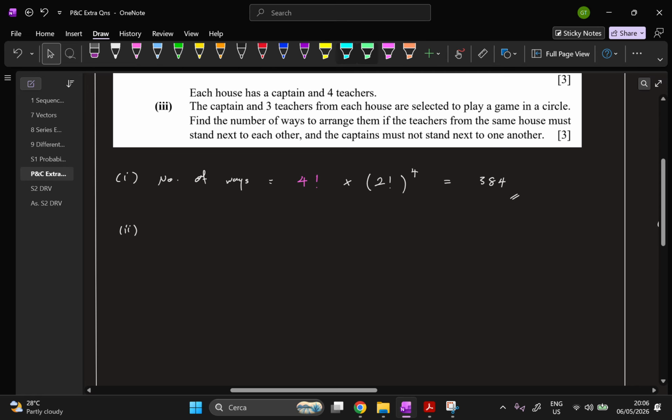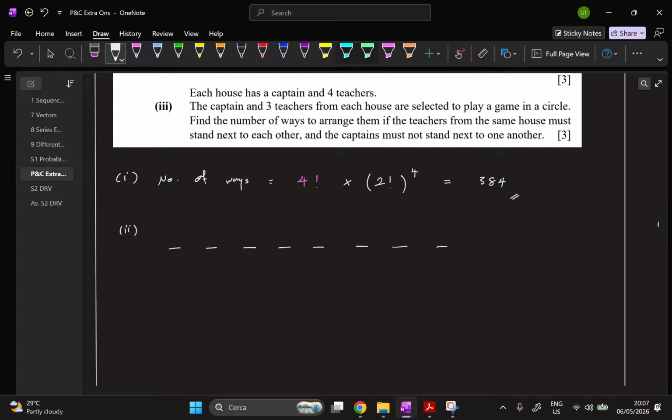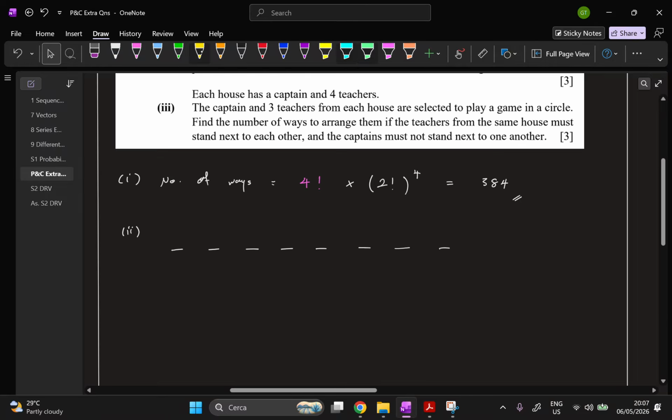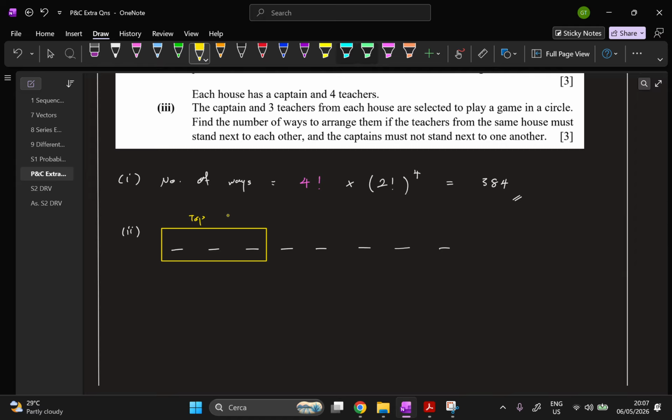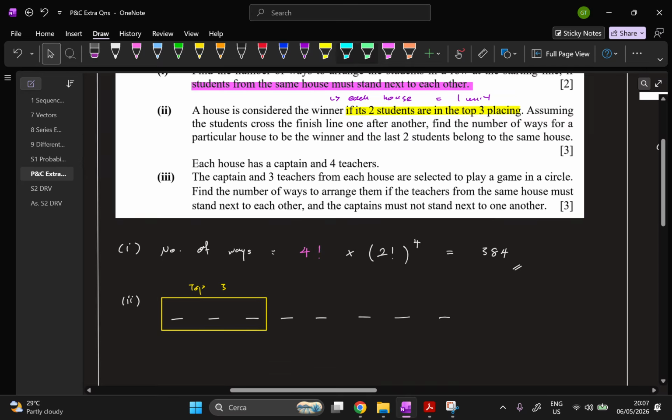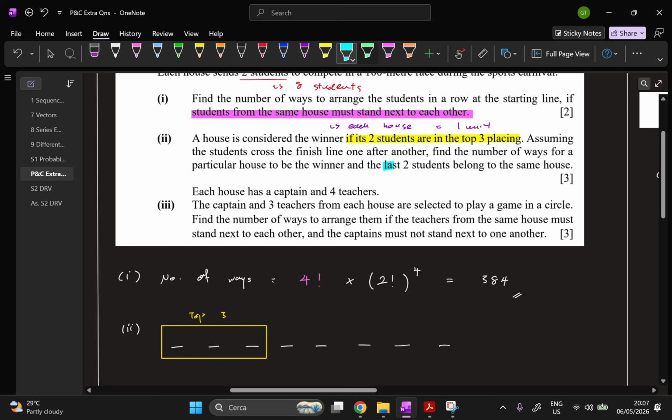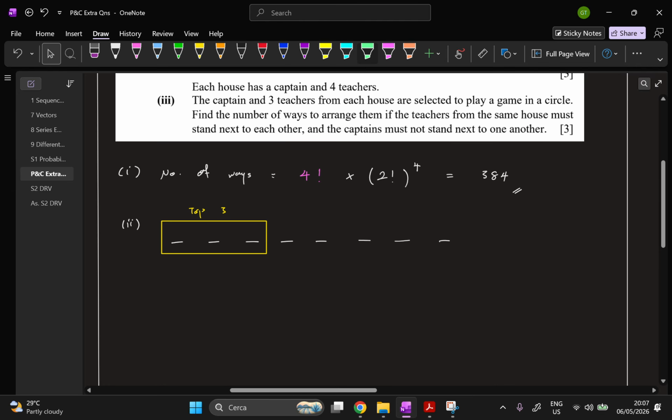Okay, so there are a total of 8 people in the field, right? Let's draw 8 blanks for 8 possible finishing positions. 1, 2, 3, 4, 5, 6, 7, 8. Okay, sorry. So the top 3 is going to be, I use yellow, right? Okay, so let us say this is the top 3. And then they say they want the last 2 students to belong to the same house. So these 2 must belong to the same house.